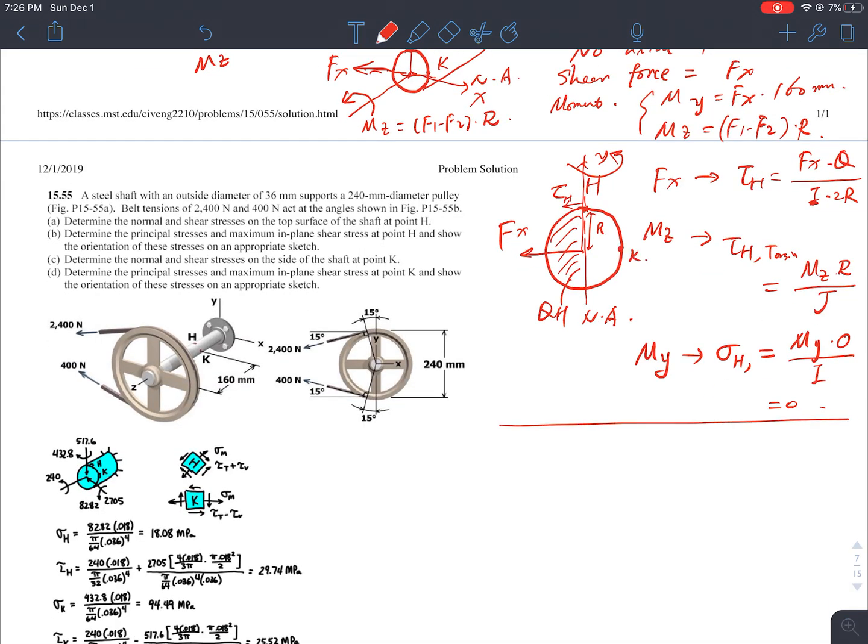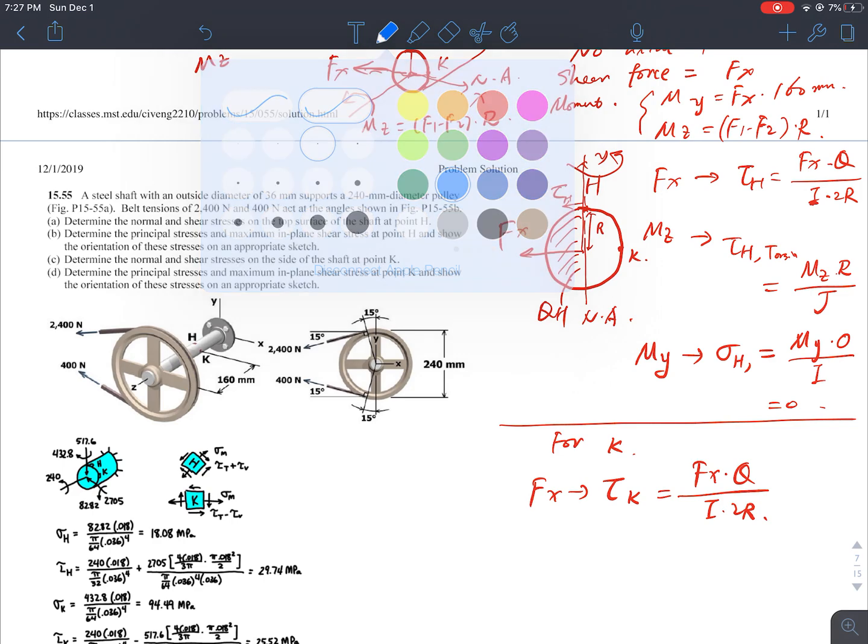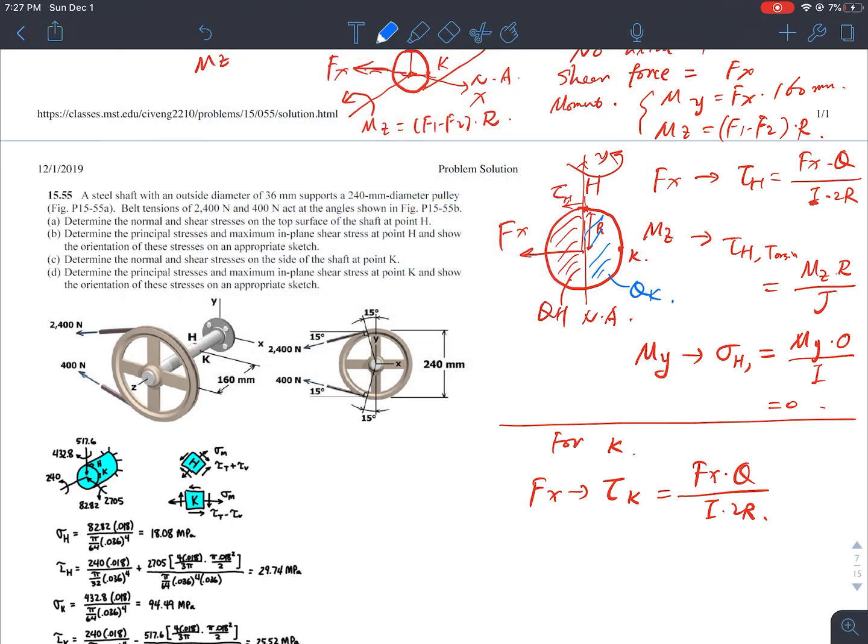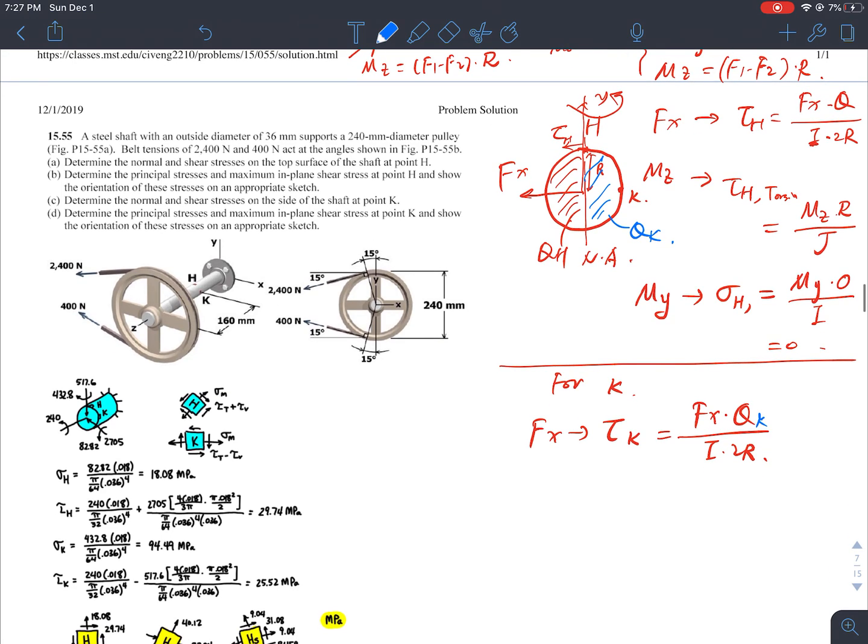Okay. Now, for K, things are quite different. Fx will give you a shear stress tau K equal to Fx Q over I 2R. Now this time, let me use a different color. It's basically this half. However, for the torsion, to generate the shear stress tau K, I will basically have Mz r over J again, because this will be the torsion.